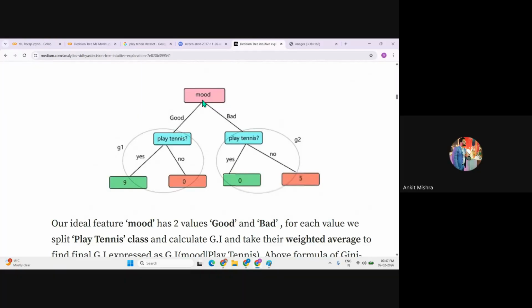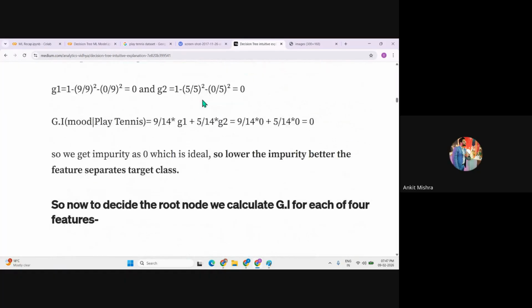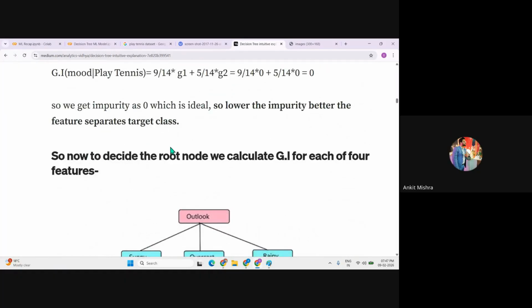So this mood was just an example. Now let's practically calculate the value. Okay. So now how to decide the root node? We have to calculate the Gini index for each feature.